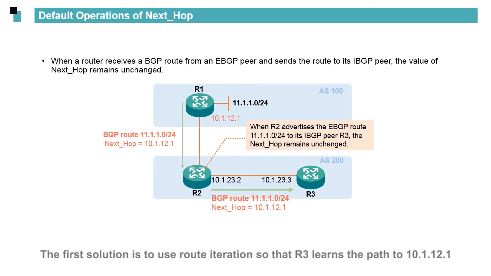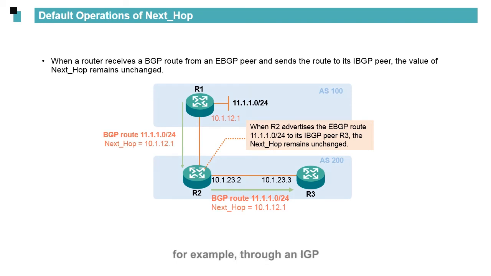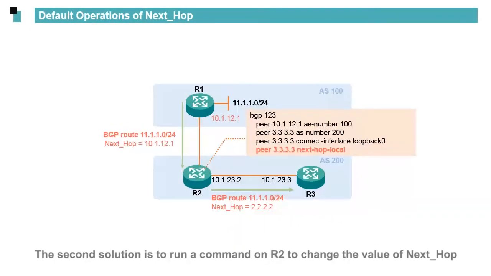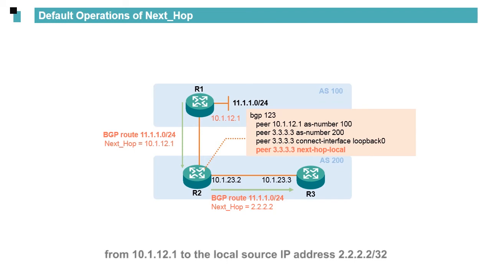The first solution is to use route iteration so that R3 learns the path to 10.1.12.1, for example, through an IGP. The second solution is to run a command on R2 to change the value of next hop from 10.1.12.1 to the local source IP address 2.2.2.2/32. Then the next hop address is reachable to R3, and the BGP route is available.